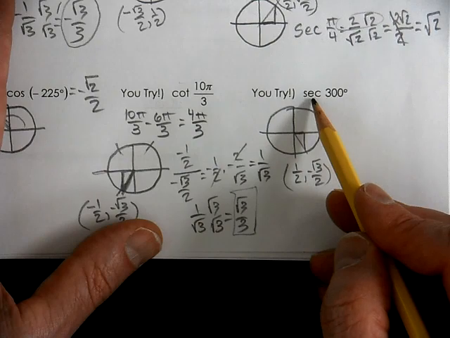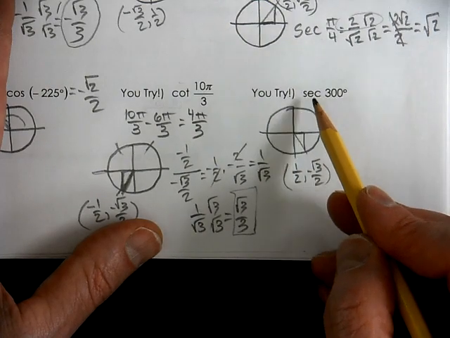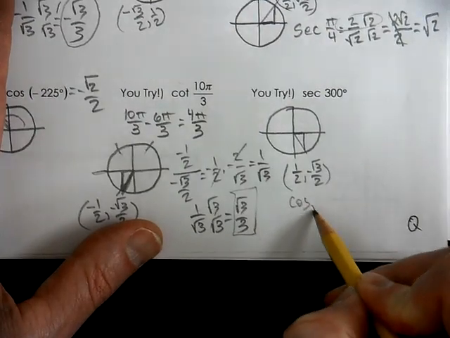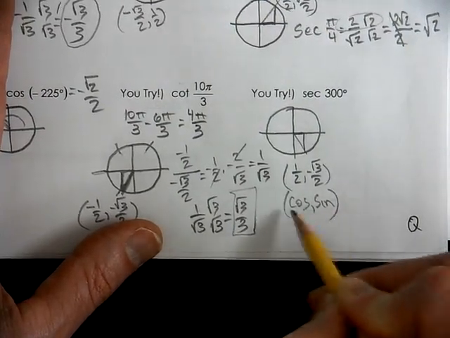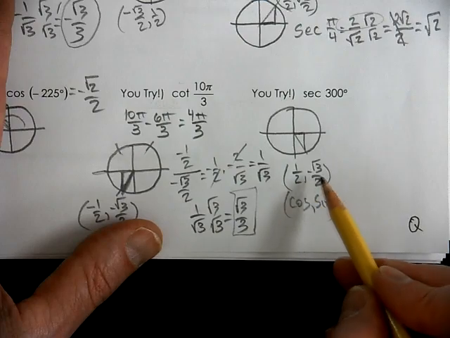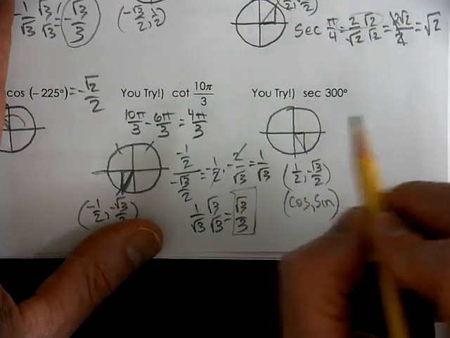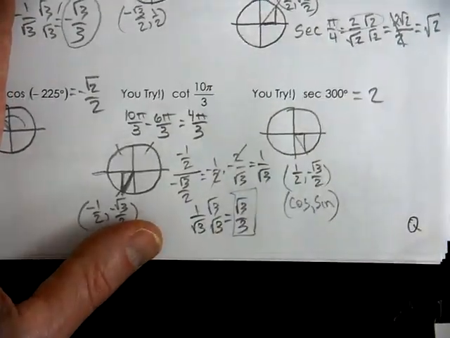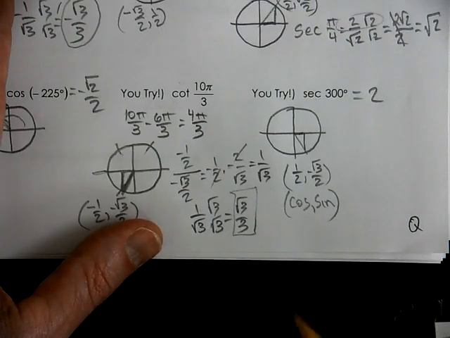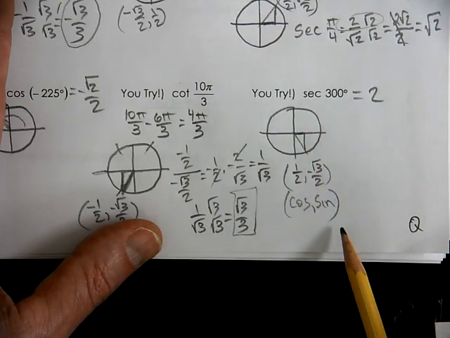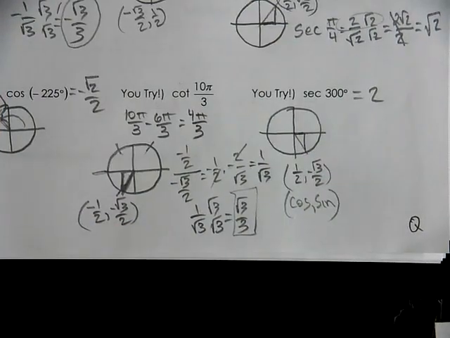So secant, the reciprocal of cosine. Remember, this goes in the order of cosine, sine, alphabetical order if you ever forget. So the reciprocal of cosine is going to be 2. And it would be positive because x's are positive. There we did it. Good job, everybody.